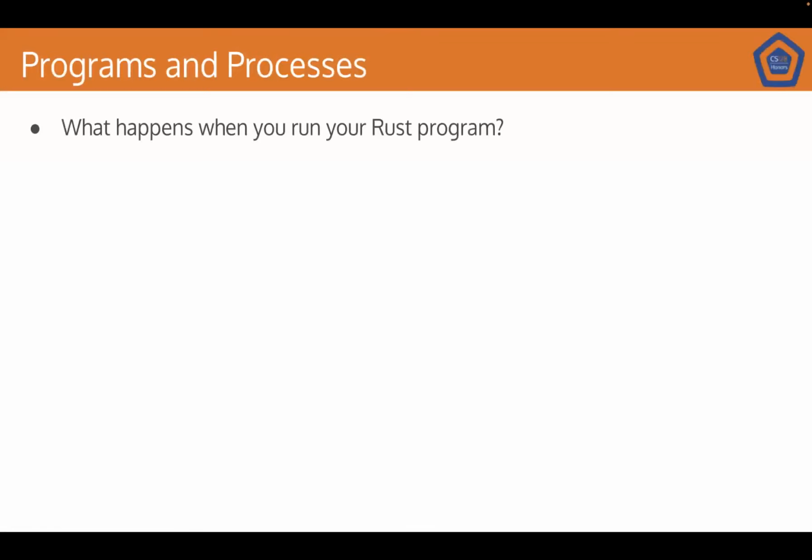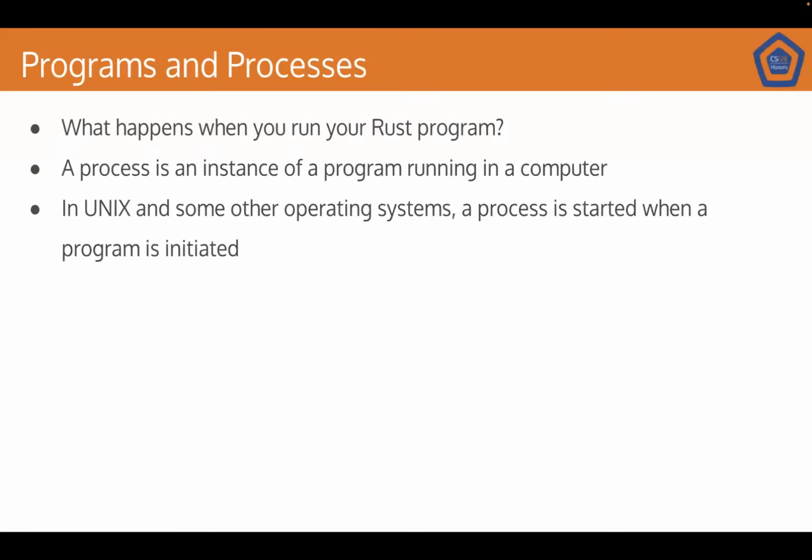So first, let's talk about what actually happens when you run your Rust programs. Your computer will create what is known as a process, which is an instance of some running program. In Unix operating systems, a process is started when a program is initiated. And how could we make these processes faster? That is what we'll be focusing on for this lecture and the next coming lectures.